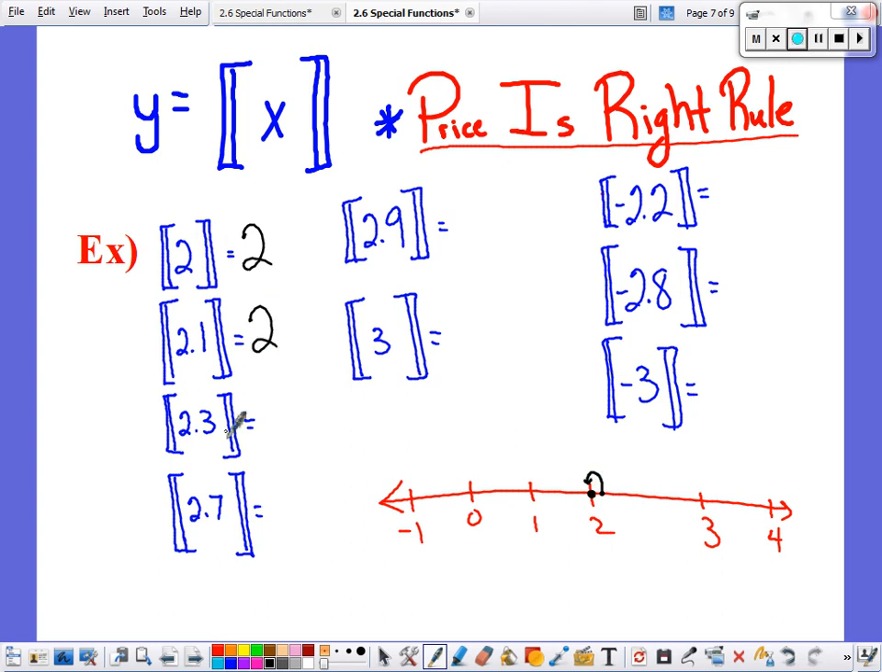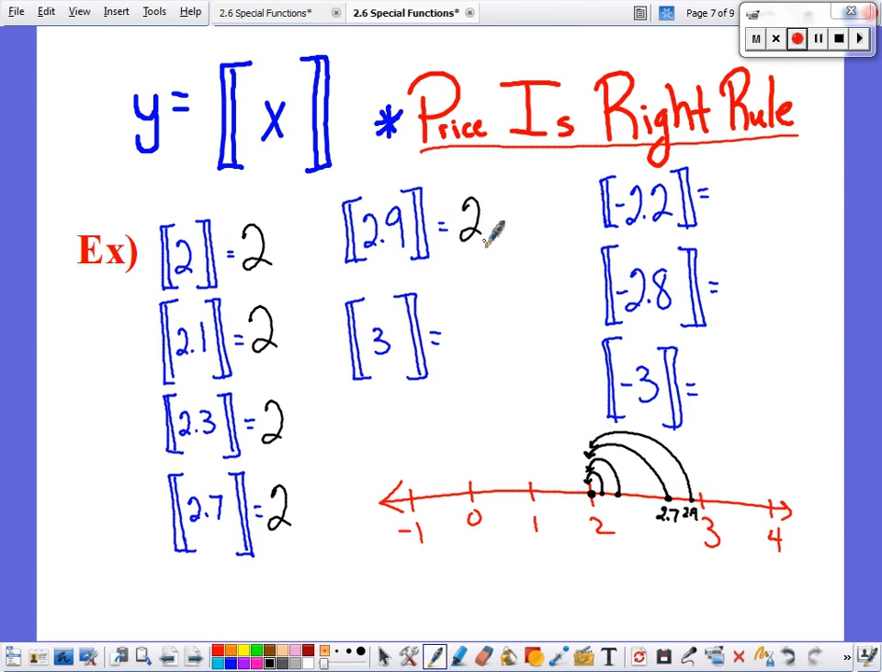So notice when I do 2.3, I'm going to do the same thing. I would be dropping back to 2. 2.7, now this is where things start becoming a little bit different. Here's 2.7. 2.7 is closer to 3, but remember, Price is Right rule. We can't go over 2.7. I can't go to the right. I got to drop all the way back to the left, and so it goes back to 2. A lot of students think we must be truncating, which is somewhat true until we get to the negatives, and then we'll take a look at that point. But at 2.9, really close to 3, again, we got to go back all the way to 2.